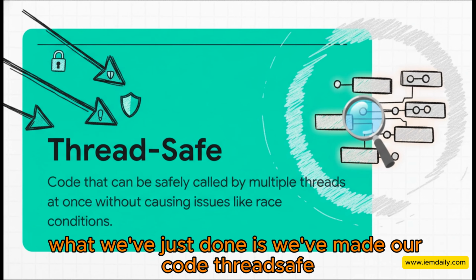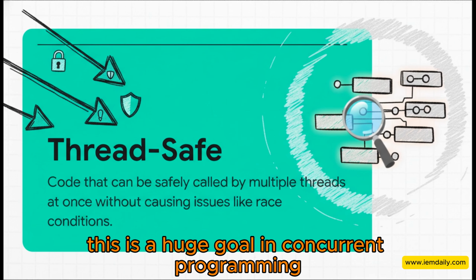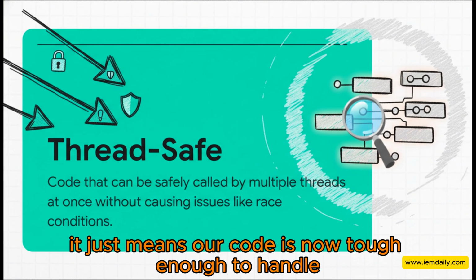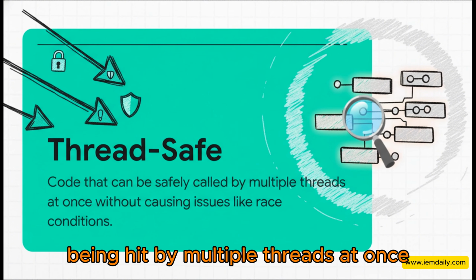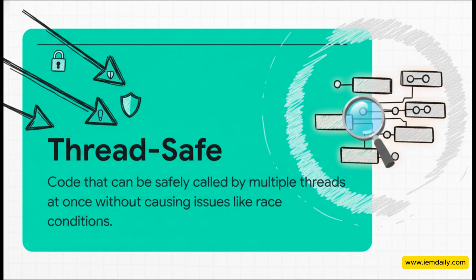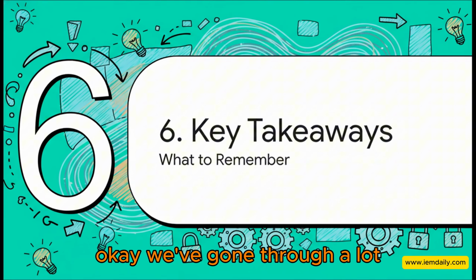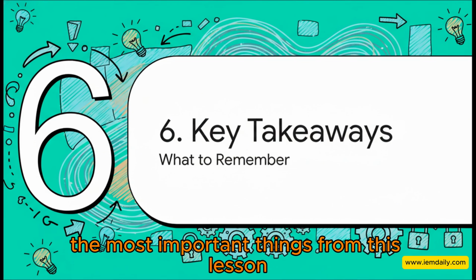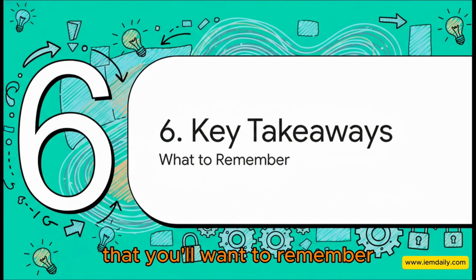So what we've just done is we've made our code thread safe. This is a huge goal in concurrent programming. It just means our code is now tough enough to handle being hit by multiple threads at once, without breaking, without corrupting data, and without giving us wrong answers. Okay, we've gone through a lot. So let's quickly recap the most important things from this lesson that you'll want to remember.